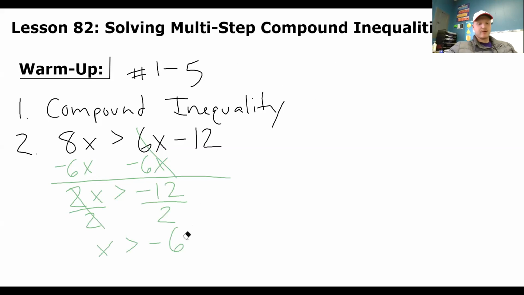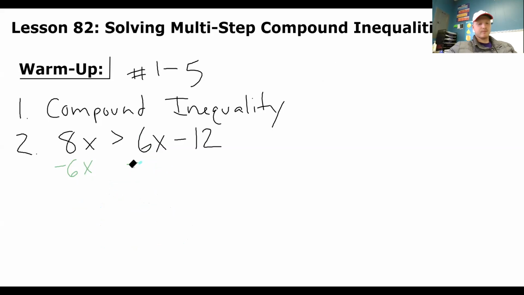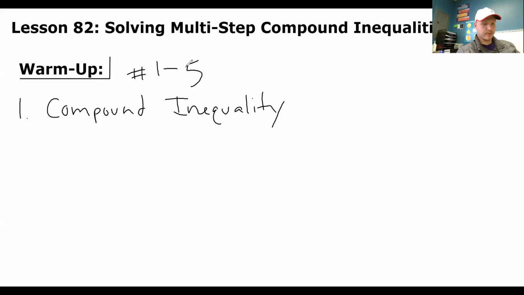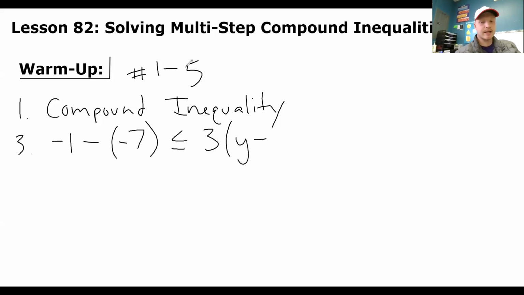I'm going to erase all that now so I can write down number 3. If you didn't get all that written down, just go ahead and rewind and then pause so you can get that written down. So number 3 here. We have negative 1 minus, we got a lot of negative signs here, minus negative 7, which is less than or equal to 3 times y minus 6.